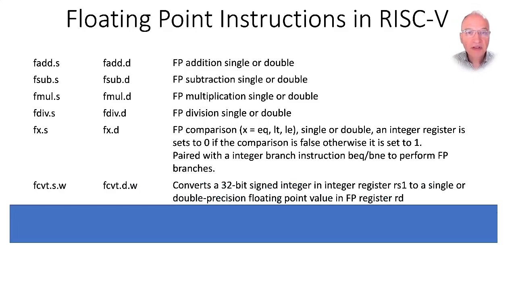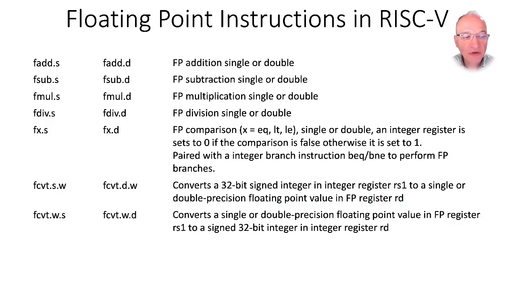I have conversion instructions. So there is the fconvert SW and fconvert DW. These convert a 32-bit signed integer in the register RS1 to a single or double precision floating point value in the destination register. So this is how I convert from integer to floating point. And I have finally a conversion from floating point, so a single or double precision floating point value in FP register RS1 to a signed 32-bit integer in the integer register RD.